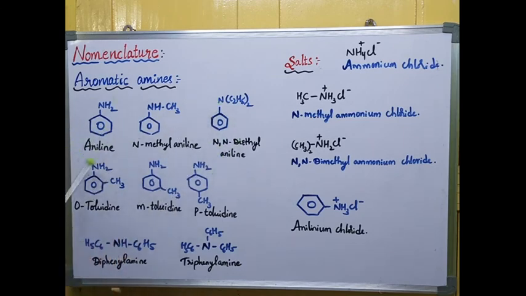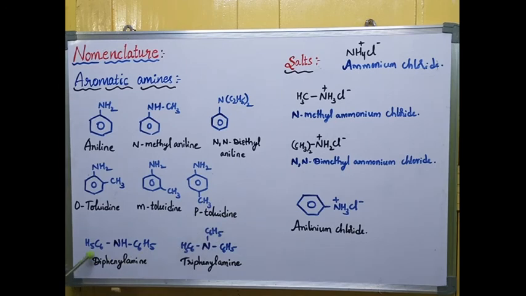Now if the NH2 group is present and in this ring any CH3 group is attached directly to the ring, then we call it toluidine. So you can see NH2 and CH3. If CH3 is in the ortho position to the functional group, it is ortho-toluidine. If CH3 is in the meta position, it is meta-toluidine. If CH3 is in the para position, that is para-toluidine.